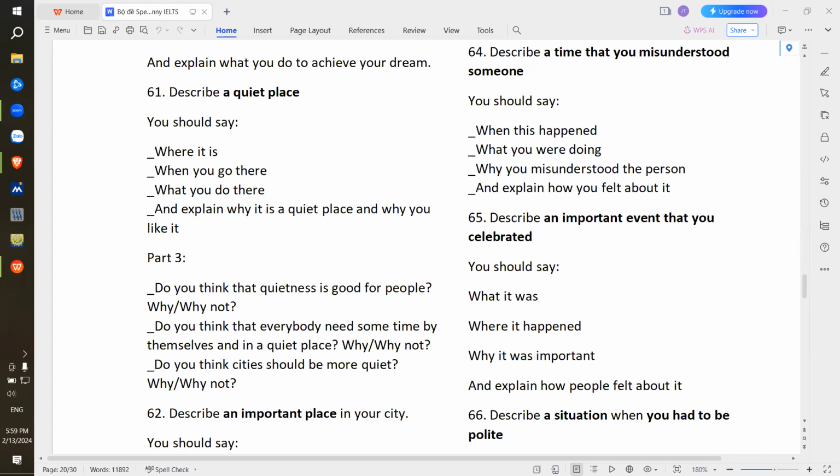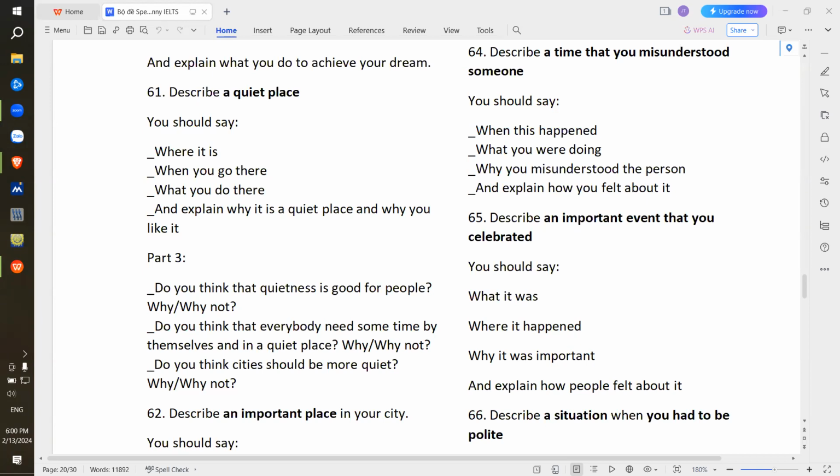So I think cities should be more quiet and should have more quiet places like parks or gardens, because people should have more places to spend their time, to think, to relax and to recover their energy.